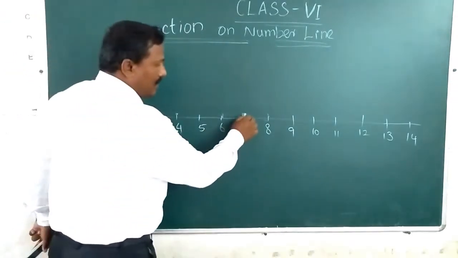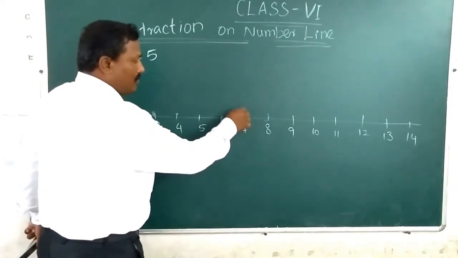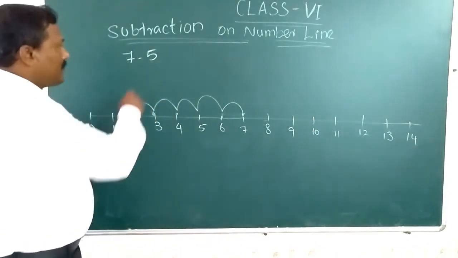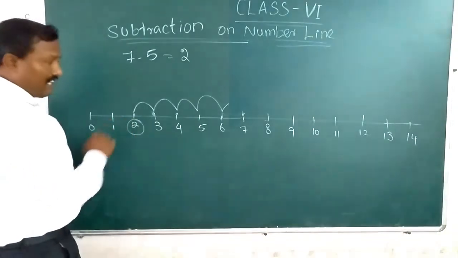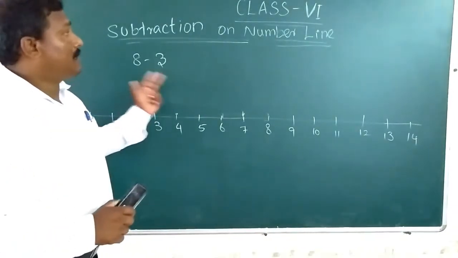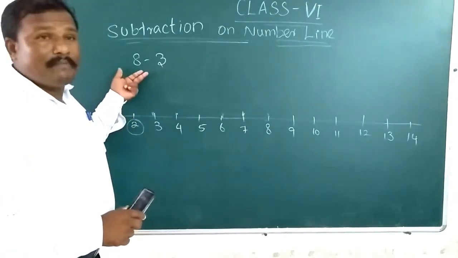So here 7 is there. I have to jump 5 times. 1, 2, 3, 4, 5. So 7 minus 5, you will get 2 as the answer. So this is the answer. Let me take another example of subtraction on the number line. Another example, 8 minus 3.